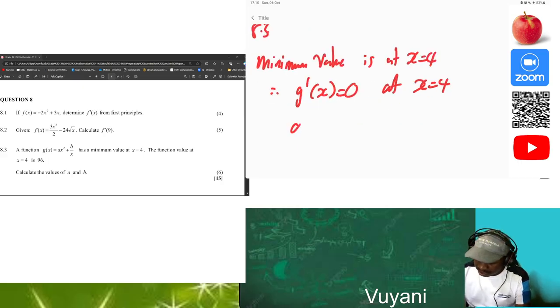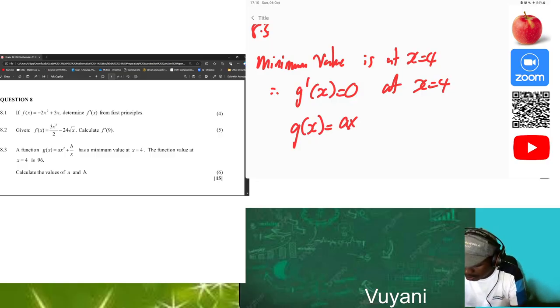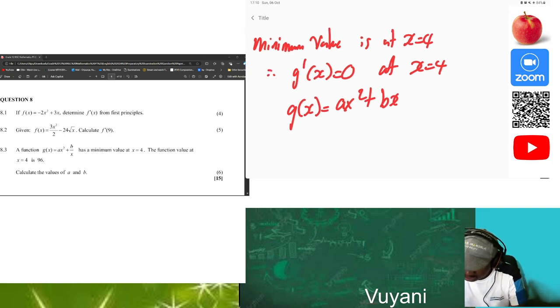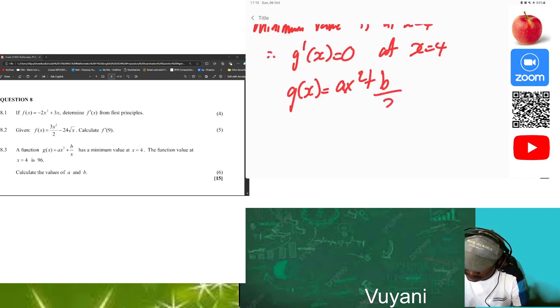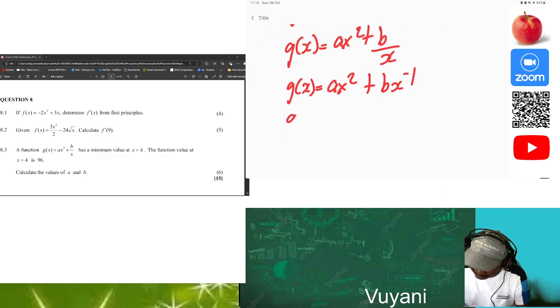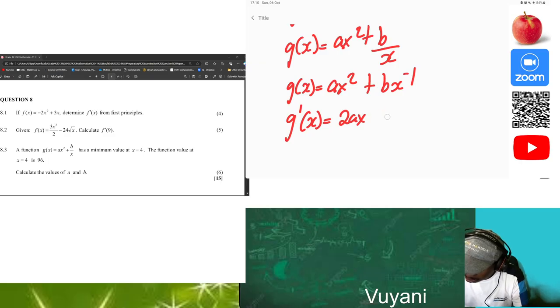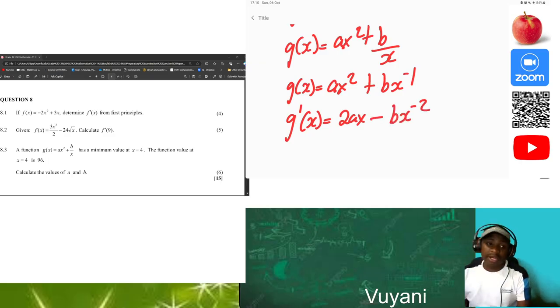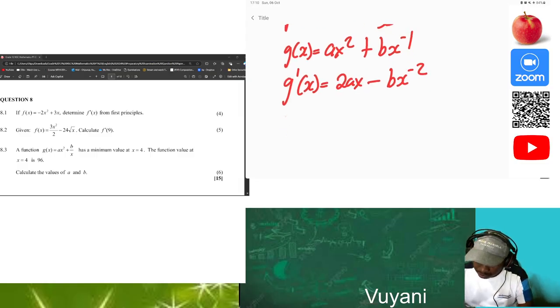Okay, so we are given g of x, which is equal to ax squared plus b over x. Now that part can be rewritten as b over x. Yes, this can be the same as g of x is equal to ax squared plus bx to the power negative 1. Now we can look for g prime of x, which will now be equal to 2ax plus negative bx to the power negative 2. Then at this point we say that g prime of x will be equal to 0 at the minimum.